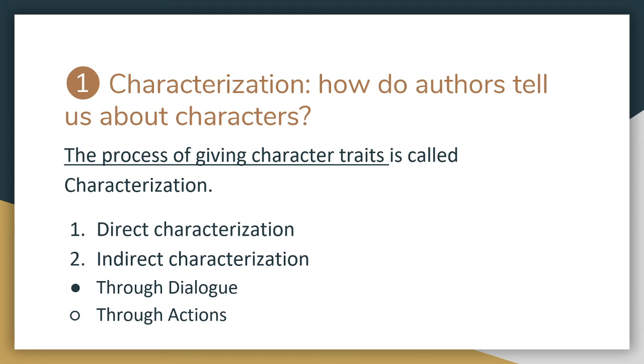Now, here's our first box for our window notes. Characterization: how do authors tell you about a character? The process of giving character traits is called characterization. Write that down on your window notes under definition. We have 2 types of characterization. We have direct and indirect.